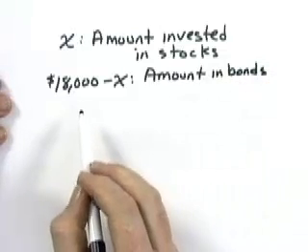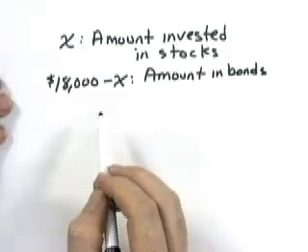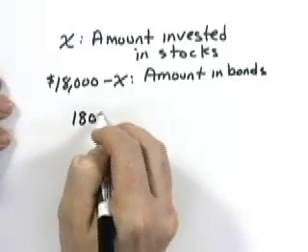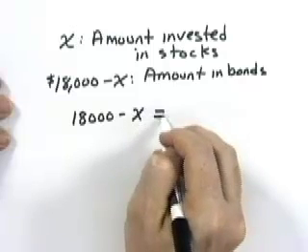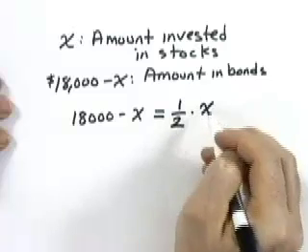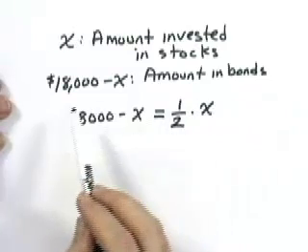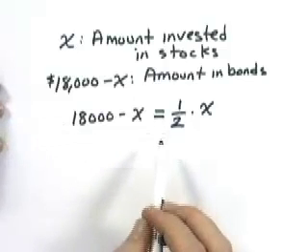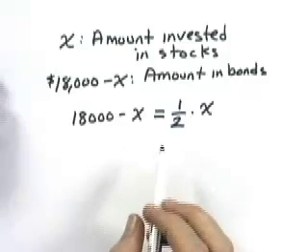Now we're also told that the amount invested in bonds is half that invested in stocks. So the amount invested in bonds, 18,000 minus X, is half of that invested in stocks. What we've done there right now is taken that English statement and written a mathematical statement. Now we have an equation that must be solved for X.